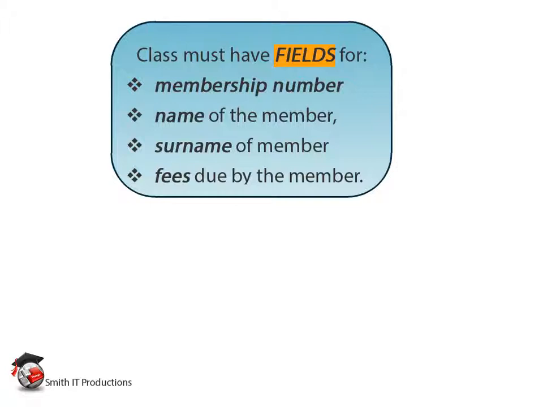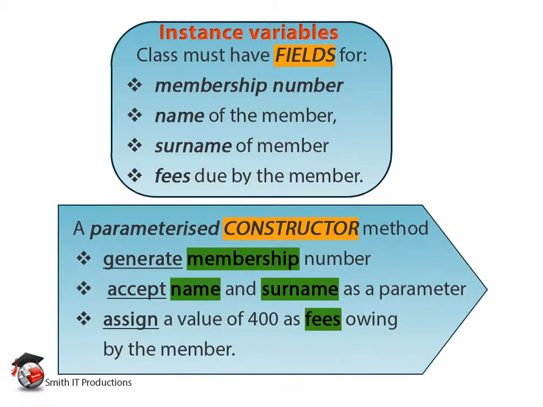The class must have the following fields or instance variables: membership number, name, surname, and fees. Then you have to create a parameterized constructor, meaning it must receive parameters in brackets, to generate the membership number, to accept the name and surname as parameters, to assign a value of 400 Rand to the fees owing by the member.